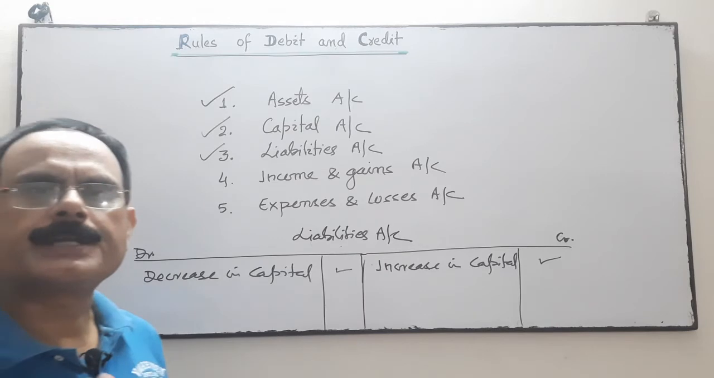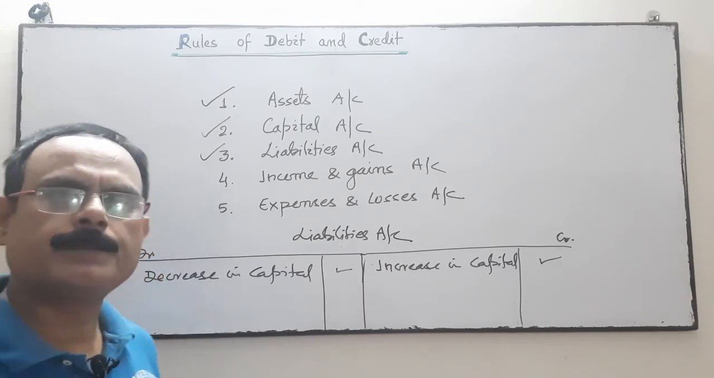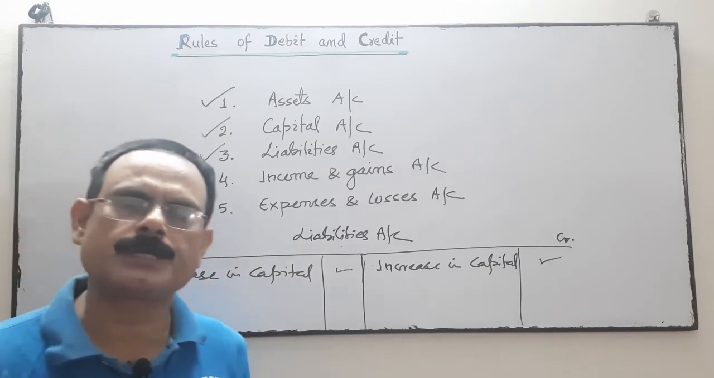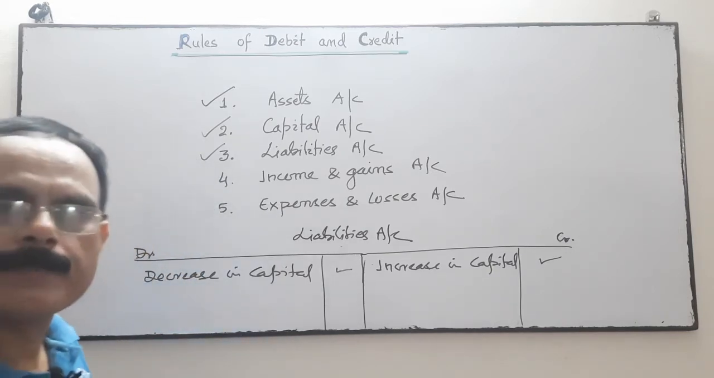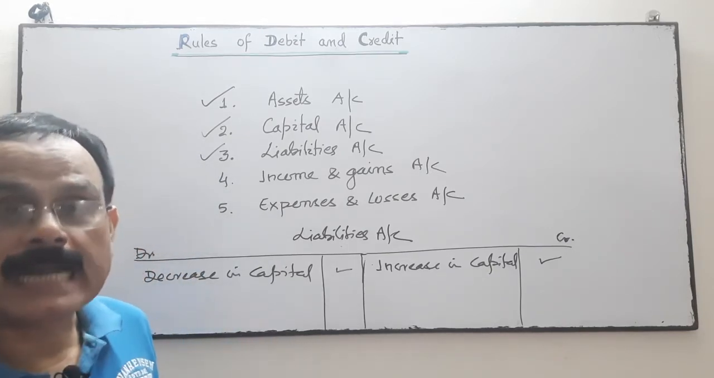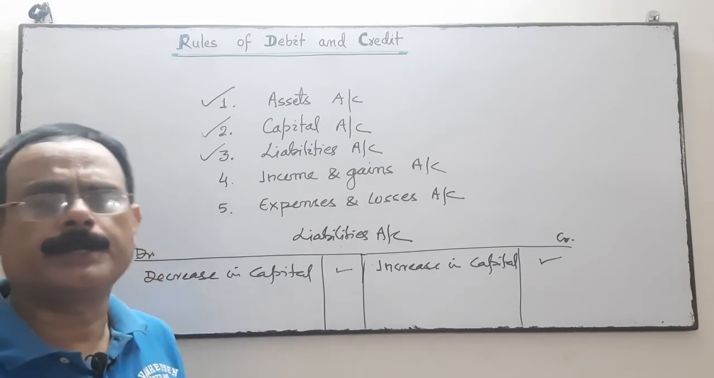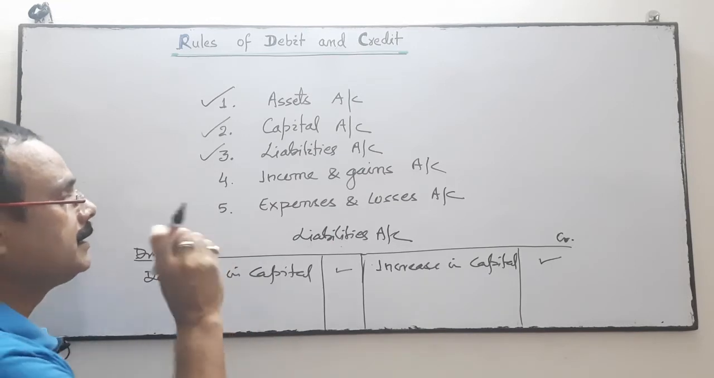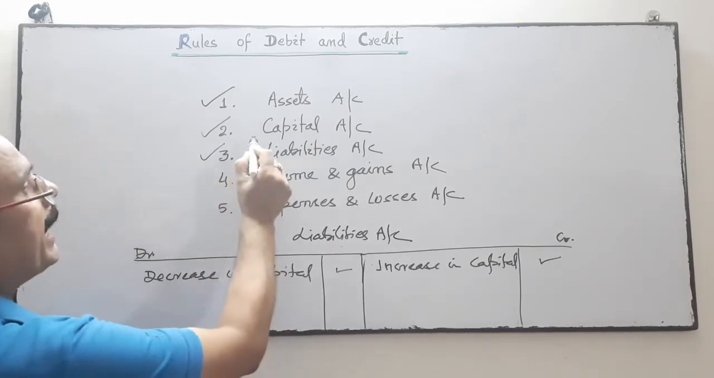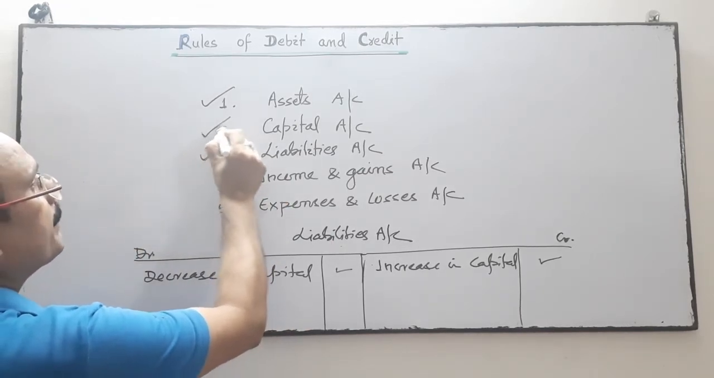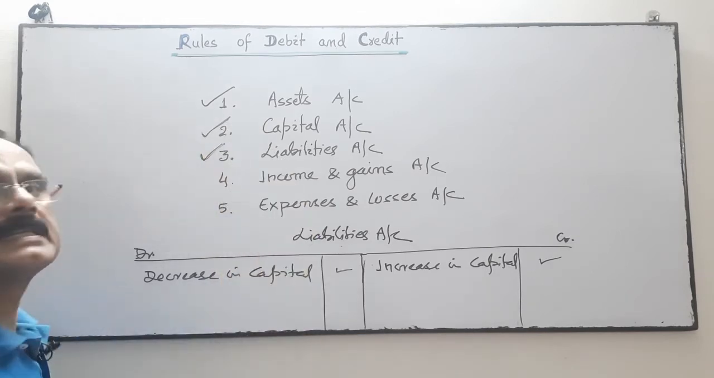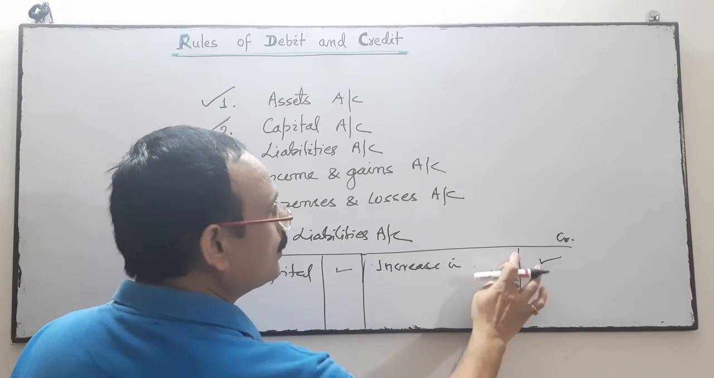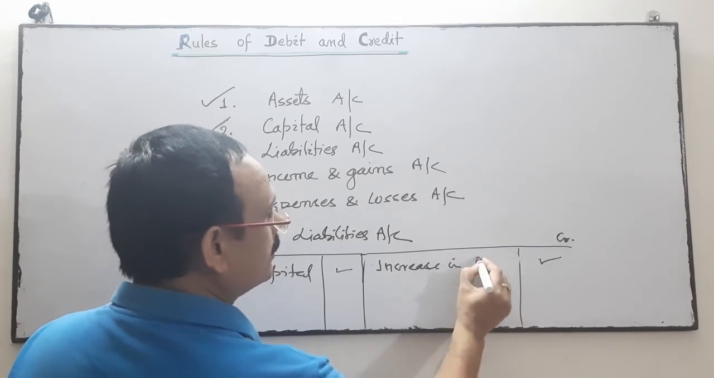It may be sundry creditors, bills payable, a bank loan, a loan from a financial institution, a bank overdraft, or outstanding wages. Any liability follows the same rules as capital. The rules of capital and the rules of liability are the same. So an increase in liability will be credited.